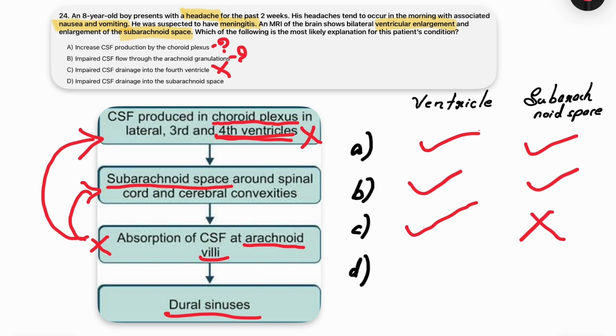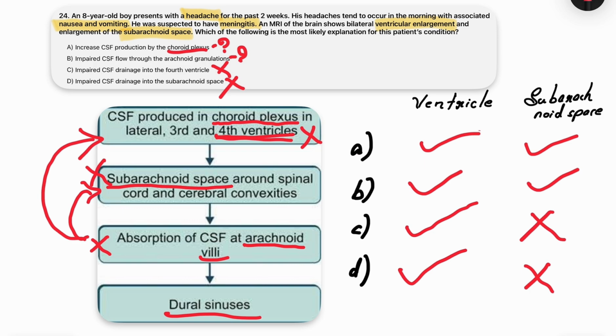The next option is impaired CSF drainage into the subarachnoid space. At this level, there is a block. So what will happen? Obviously, there will be ventricular enlargement, but no enlargement of the subarachnoid space. So this option is also ruled out. So we are finally at two options: the choroid plexus option and the impaired CSF flow through the arachnoid granulations.